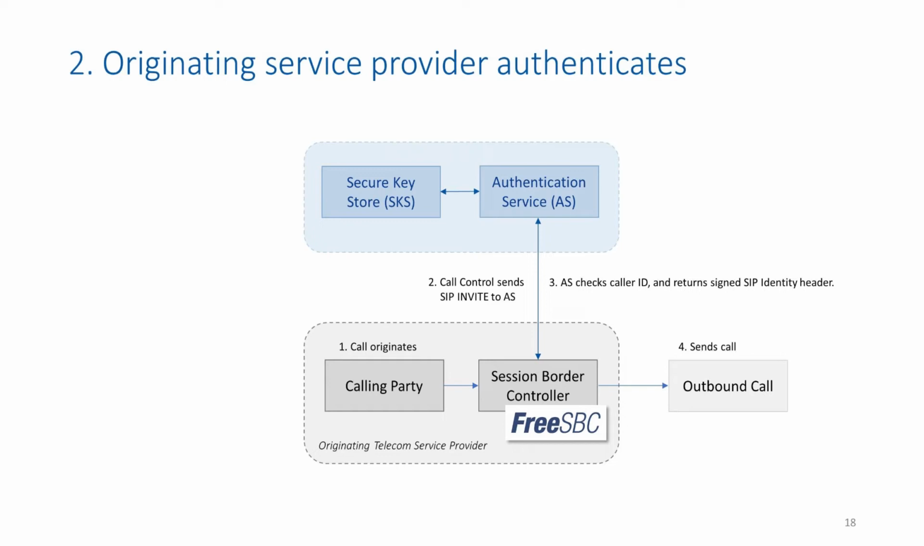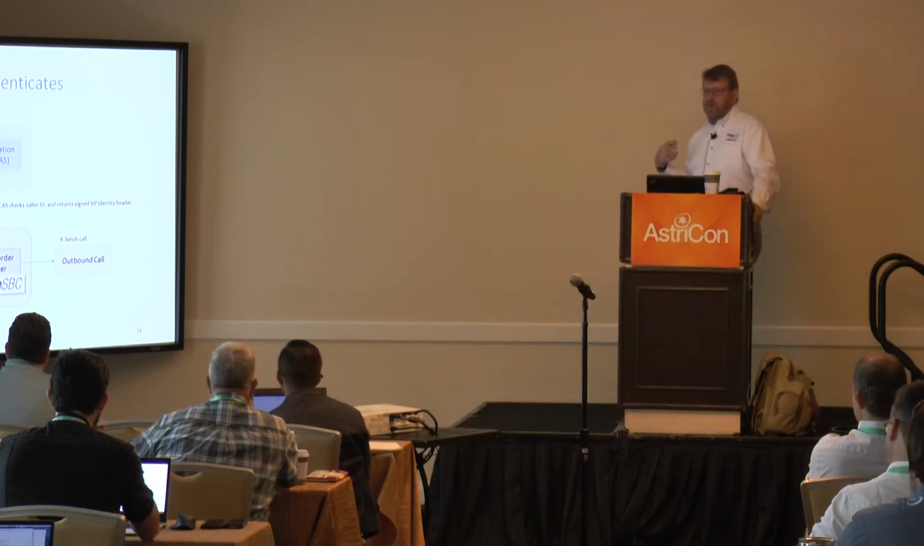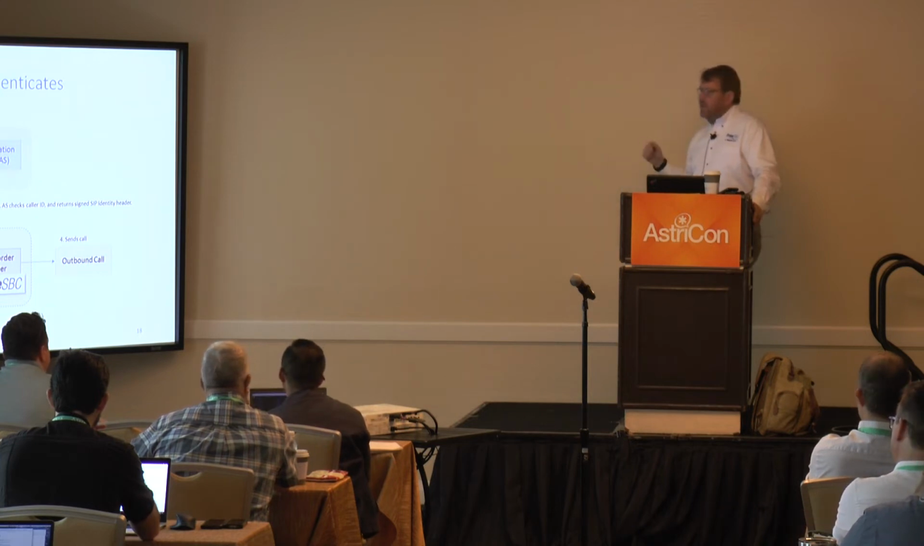It sends the call up with the attestation we talked about earlier to an authentication service. And it's going to create that SIP header. It's going to go to the key store, pull the key, create the token, and then send the token back down to the session border controller. The session border controller then sends the call out to the public network. And it's really a quick process.